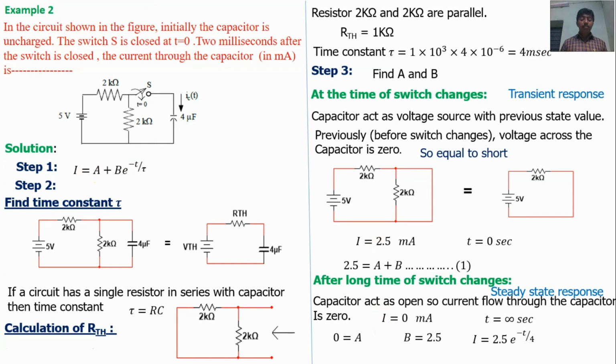We need the current value at t is equal to 2 milliseconds. Substitute in this equation. So I is equal to 2.5 e power minus 2 milliseconds by the time constant, also in milliseconds, so it will be cancelled. So the answer is 1.52 milliampere. At the time of switch changes, the current flow is 2.5 milliampere, decreasing with respect to time. After a long time of switch changes, the current becomes 0. After 2 milliseconds of switch changes, the current flow will be 1.52 milliampere. This is the answer. Okay.